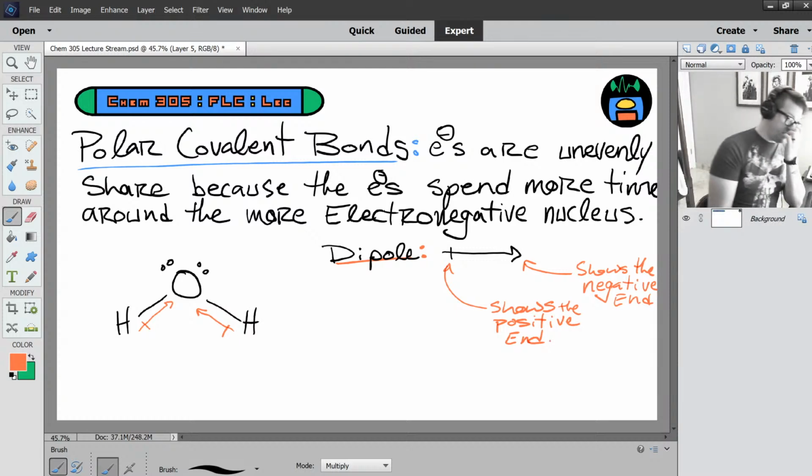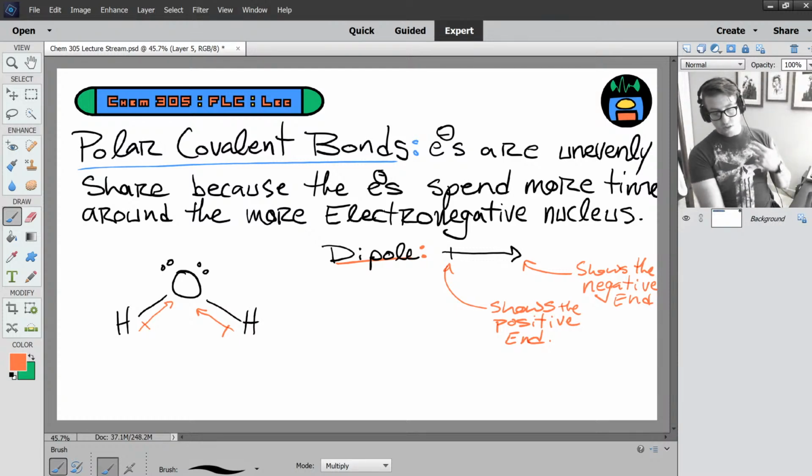Shows the positive end. All right. So what these arrows are saying is the electrons are pulled harder towards oxygen because it's more electronegative, and as a result, the electrons spend more time there.